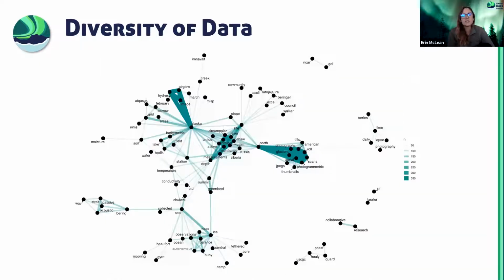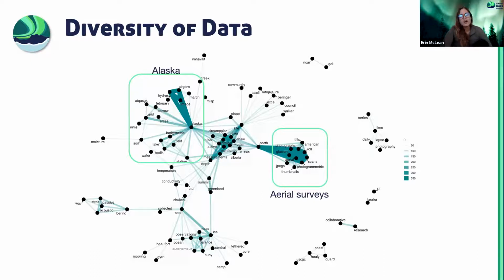This word cloud shows the diversity of the data in a different way by seeing the number of data sets using particular connected keywords. As you can see, we have a great deal of titles using the word Alaska, as well as a big chunk of data sets with photo scans from aerial surveys. One of our data fellows that I mentioned is working on a more in-depth analysis of this, and this is her preliminary work on that topic.